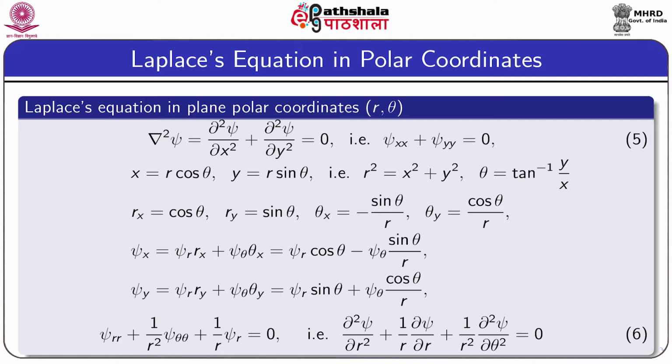an equation which is written here: psi rr plus 1 by r squared psi theta theta plus 1 by r psi r equals 0. The derivation is not shown here. If anyone is interested, they can go through the e-text of this module. The detailed calculations are there. So, we get equation number 6. This is the Laplace equation in plane polar coordinates.